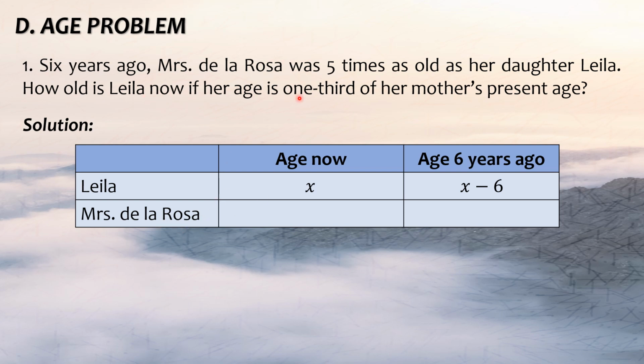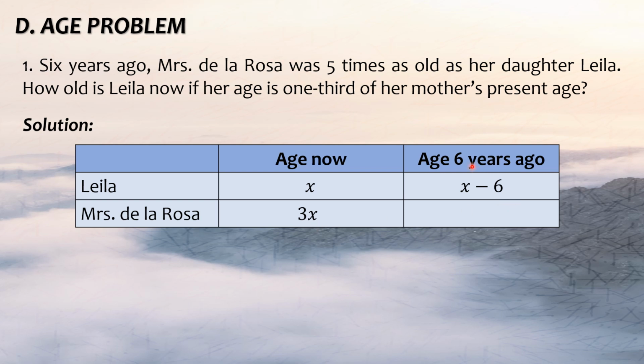So, ang reciprocal ng 1/3 ay 3. Ibig sabihin, yung 3, imumultiply natin sa edad ni Leila, kaya magiging 3x. Again, ang 1/3 na edad daw ni Leila ay reciprocal ng whole number 3 kay Mrs. De La Rosa, kaya minultiply natin ang 3 sa edad ni Leila ngayon, which is the variable x.